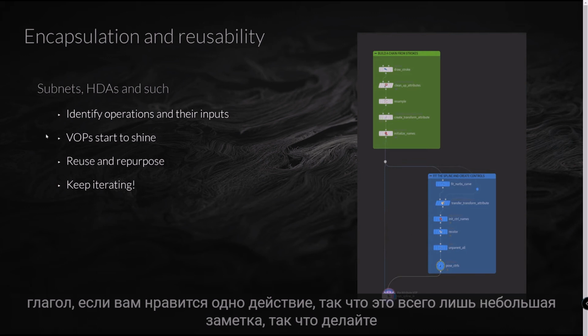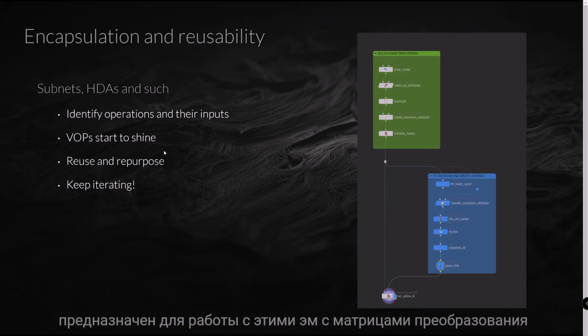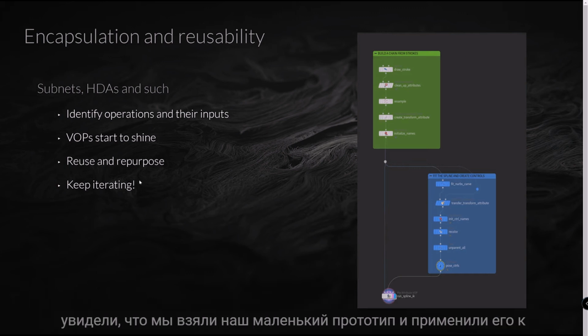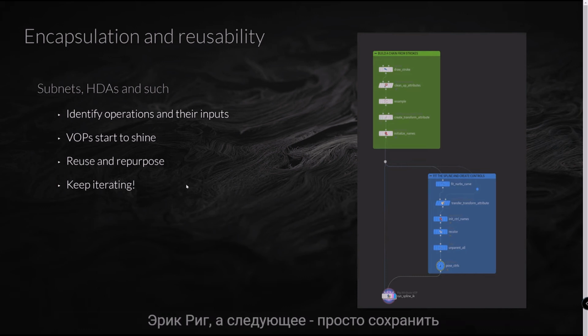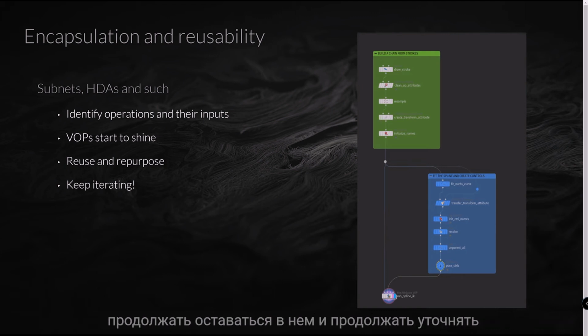So that's just a little note here, so do check out the VOPs that we have to use in KineFX, that have all been designed to work with transform matrices for rigging purposes. Okay, so reuse and repurpose, we've already seen that. We've taken our little prototype and we've applied it to the Eric rig. And the next thing is just to keep iterating on these setups. Once we've got a little process, we can continue to stay within it and keep refining the results that little process is giving us.